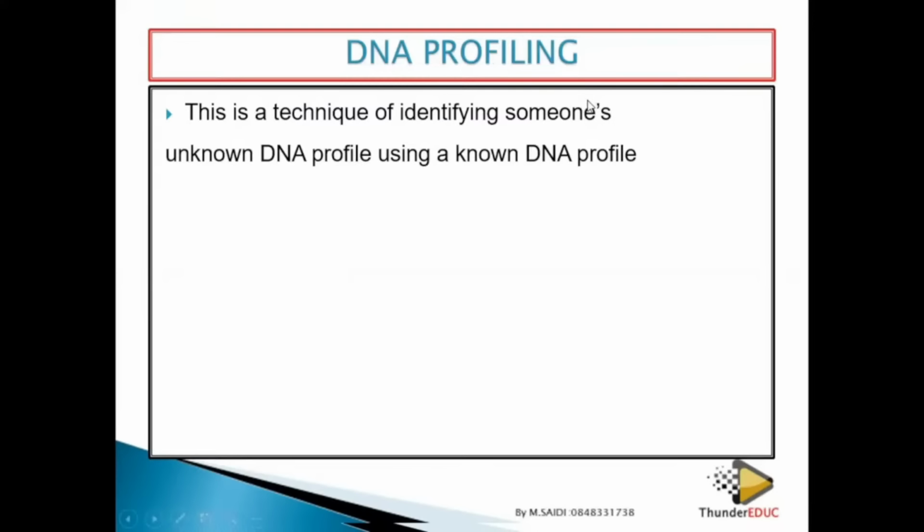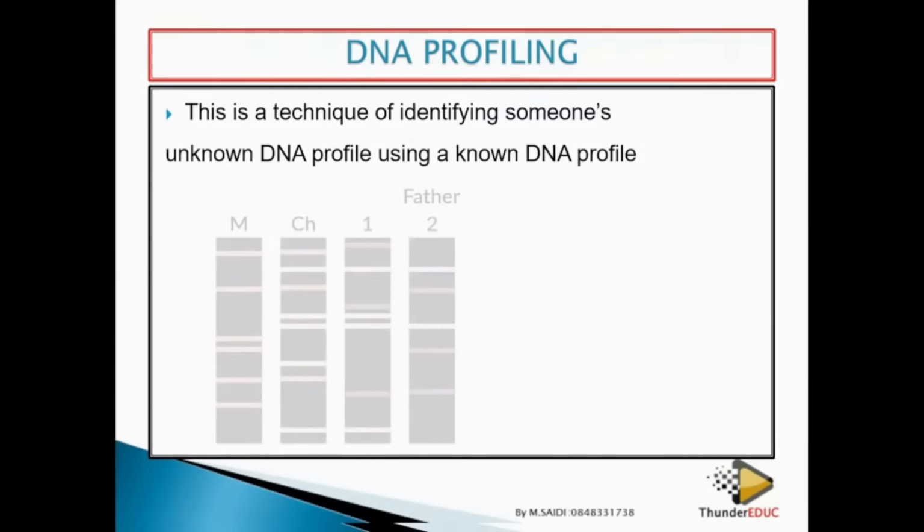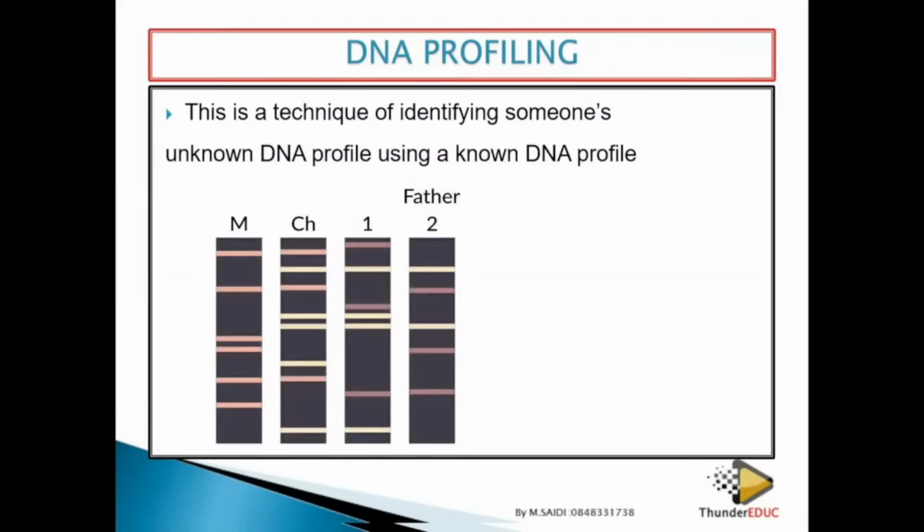So DNA profiling is a technique used to identify someone's unknown DNA profile using a known DNA profile. For example, you are looking for your father, and you don't know your father. Two guys have come, and they are claiming that you are their son or daughter, but only one of them will be the father. So now I know your DNA profile, I test your DNA profile, so it becomes the reference point. That is the known DNA profile.